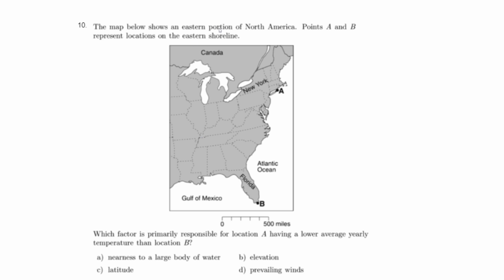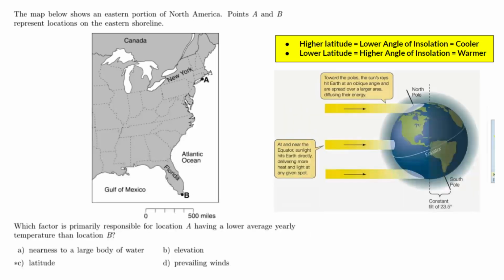The map below shows an eastern portion of North America. Points A and B represent locations on the eastern shoreline. Which factor is primarily responsible for location A having a lower average yearly temperature than location B? The correct answer is, once again, latitude. And we know it's latitude because notice that there's not much difference between location A and B.